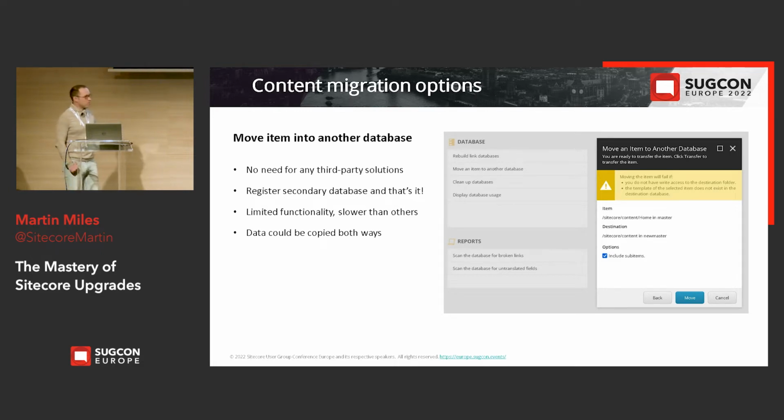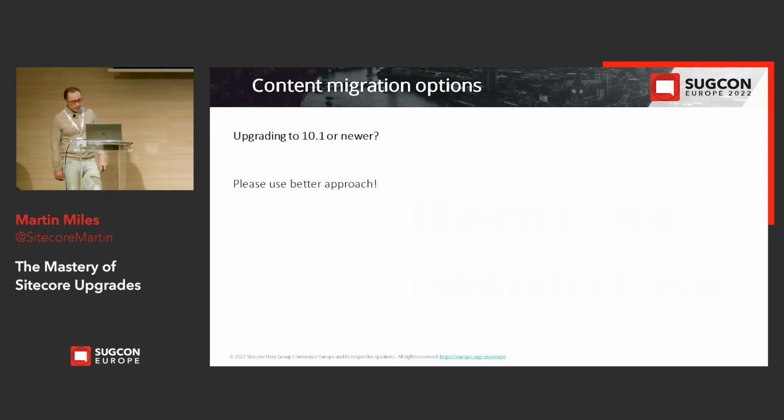This is probably the simplest, but people don't use it. It is a built-in tool to copy items between databases, just from your Sitecore control panel. The way to make it work is to plug the target database into a Sitecore instance as an external database so that it becomes visible in Sitecore. Then you'll be able to copy items between databases in both ways. However, it has quite limited functionality, and it's reasonably slow. And if you are upgrading to 10.1 or newer, there is a better approach. We'll talk about it later.